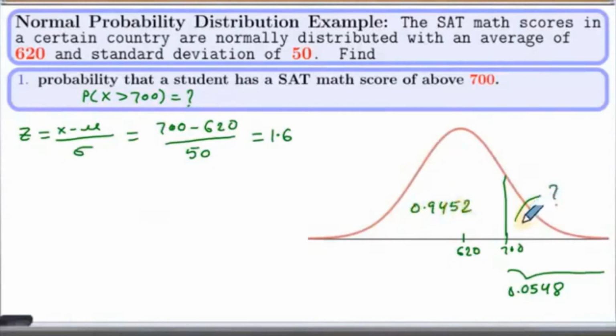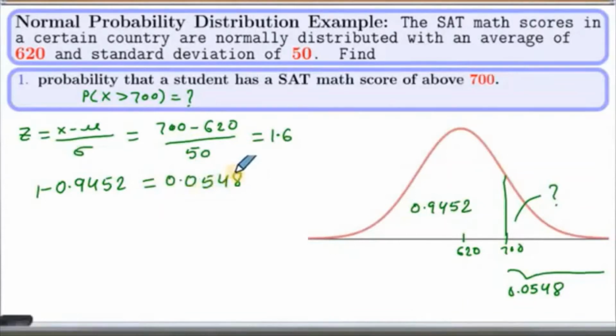If you look at this diagram here, we are interested in the area to the right. And we know the whole area here is 1. So all we need to do is subtract this number from 1. On doing that, we get 1 minus 0.9452 equals 0.0548. And this is the probability that a student has a SAT math score of above 700.